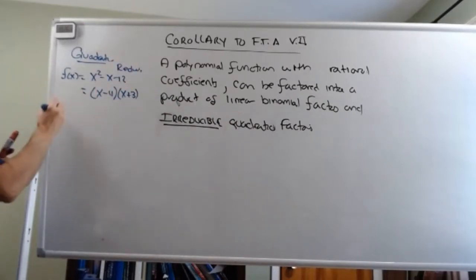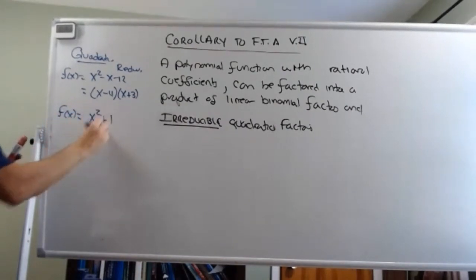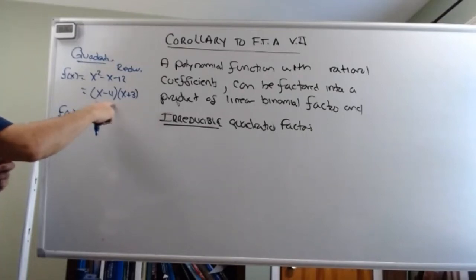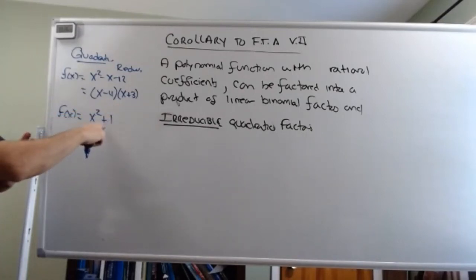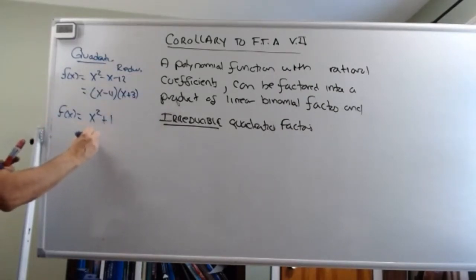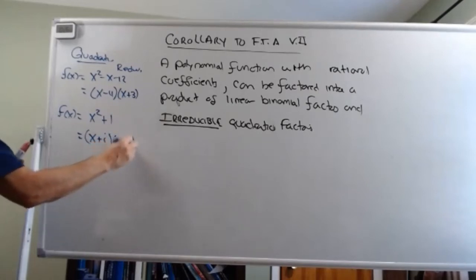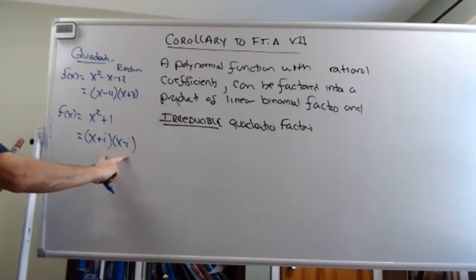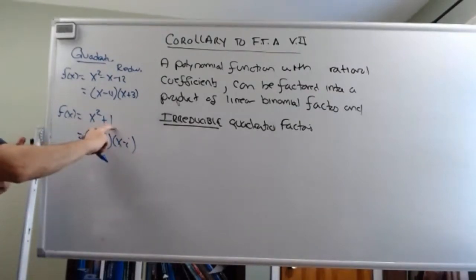Let's take a look at a simple one. f of x is equal to x squared plus 1. I can't write that as linear binomial factors in the normal sense. What I could do is write it with complex numbers. So in this case, I get x plus i and x minus i. So we consider that irreducible. We don't write the factors like this. We can just leave it in its real form.